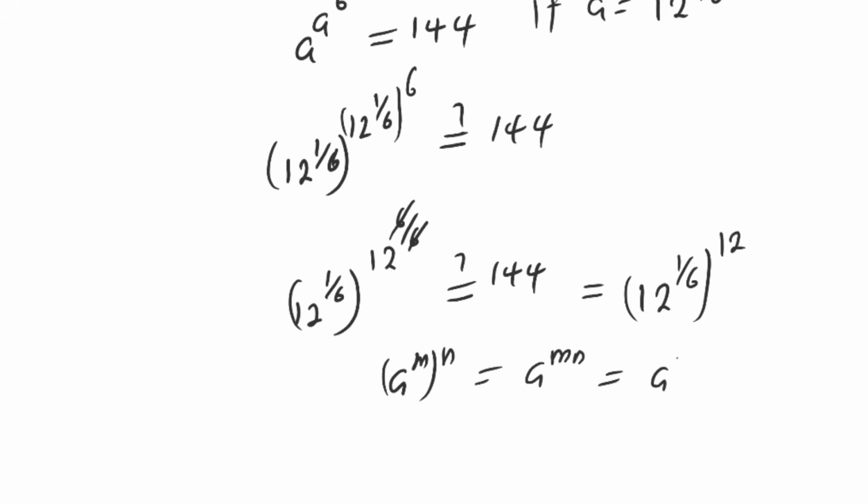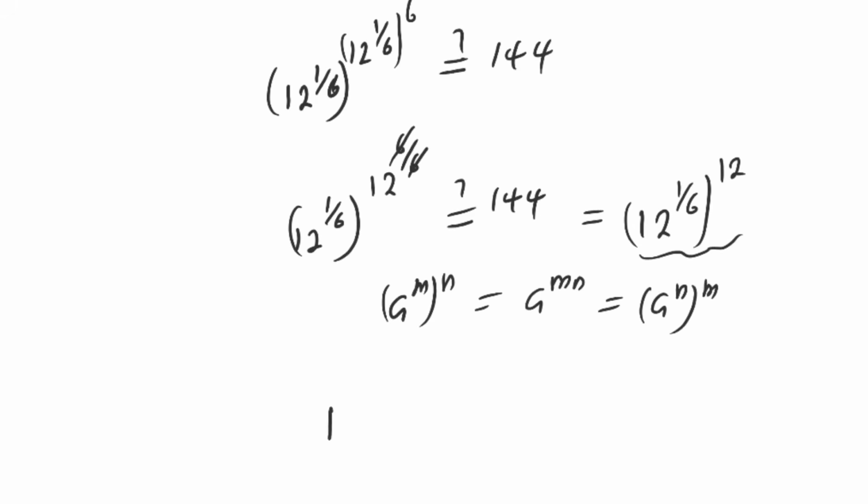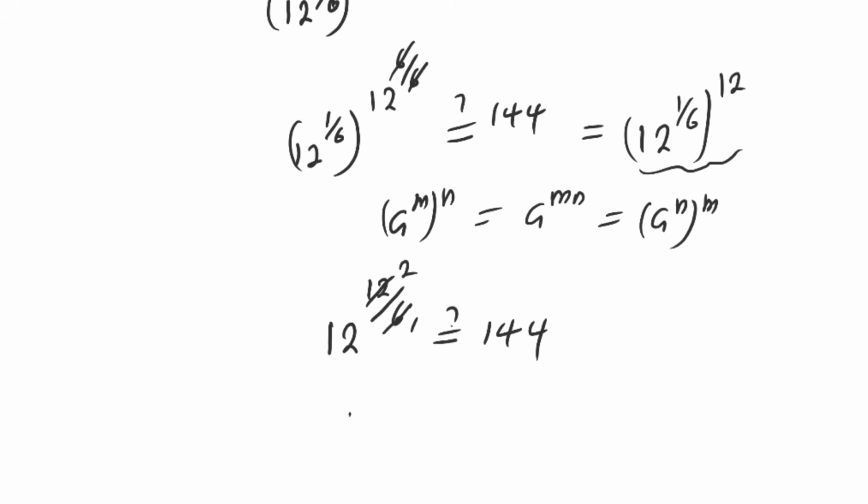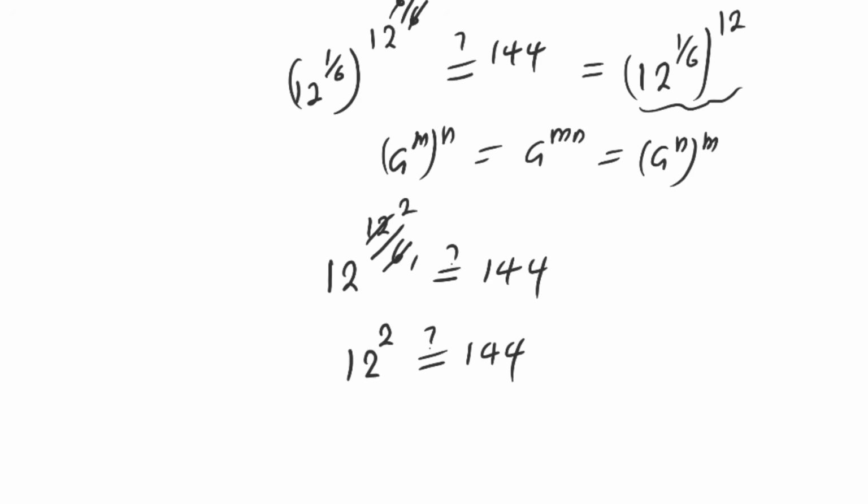This is equal to a raised to power n to the power of m. So the whole of this can be written as 12 raised to power 6 over 6 must be equal to 144. Then we have 12 square must be equal to 144. And of course, 12 square is 144, so 144 is equal to 144, which is true.